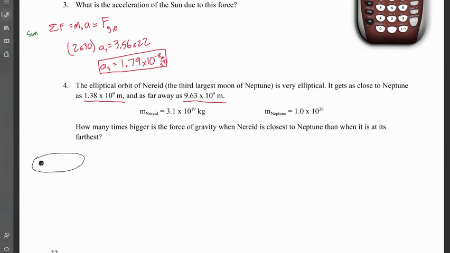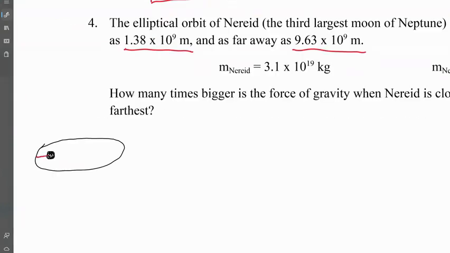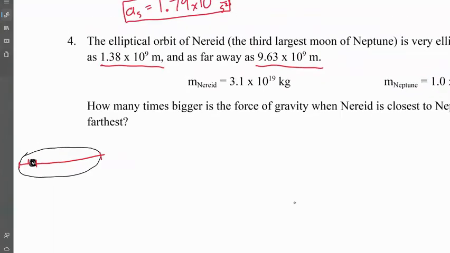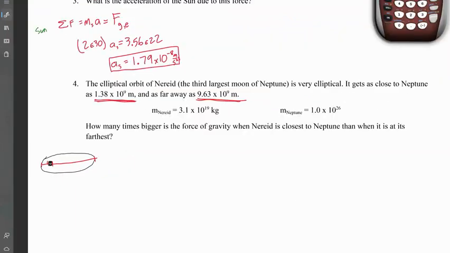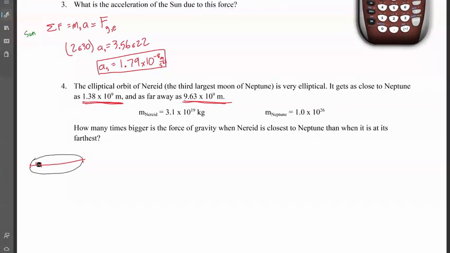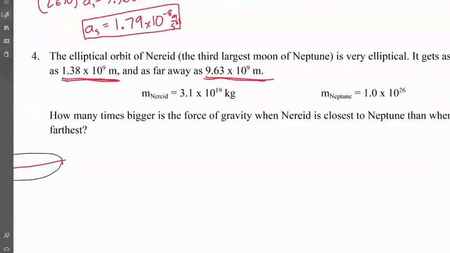A little weird to think about, but this is its closest point, and then this is its furthest point. I don't know why I did a wavy line, but that's its furthest point right there. So it's going to be a lot closer over on this side than it is over here. And this tells you exactly how much that is. All right, so we're asked how many times bigger is the force of gravity when Nereid is closest to Neptune than when it is at its furthest? All right, let's try this out.